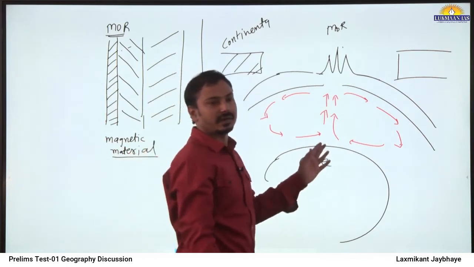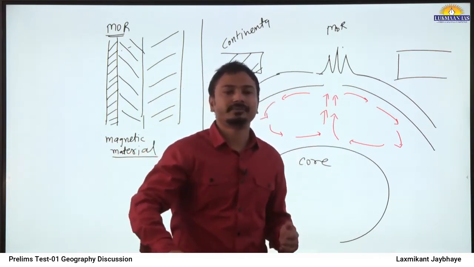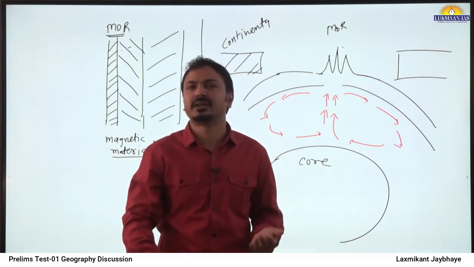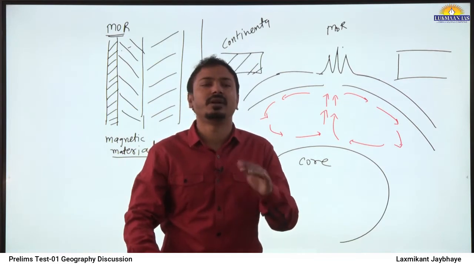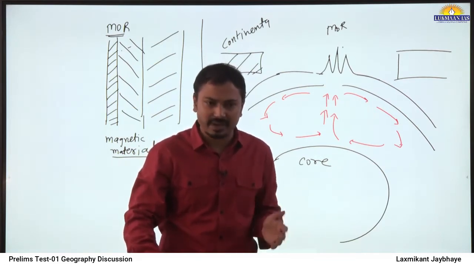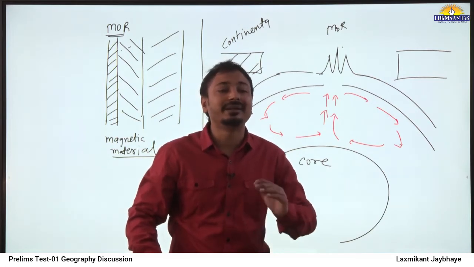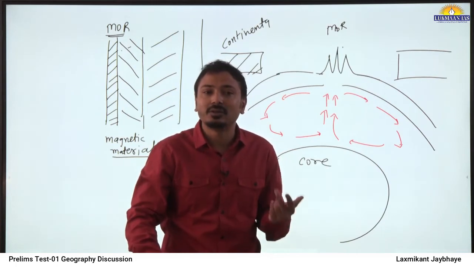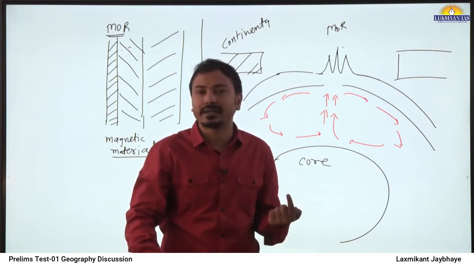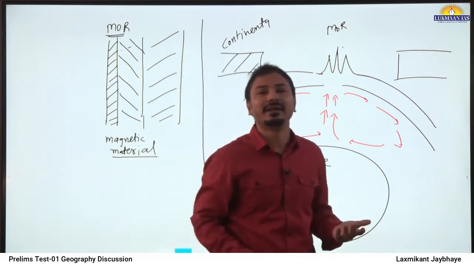So convection currents are there in the mantle portion, the upper mantle portion of the Earth's interior. How are these convection currents formed? Convection currents are formed because of thermal differences inside the mantle. How are these thermal differences created? Because of internal heat. From where is internal heat coming? Two sources. One, radioactive decay, the major source. The other source is residual heat.